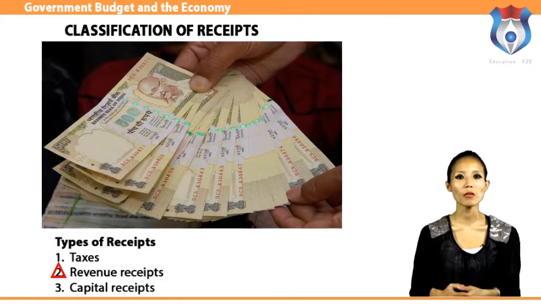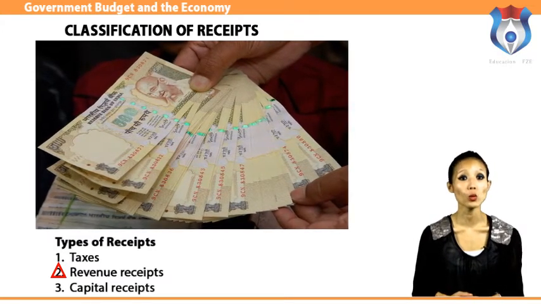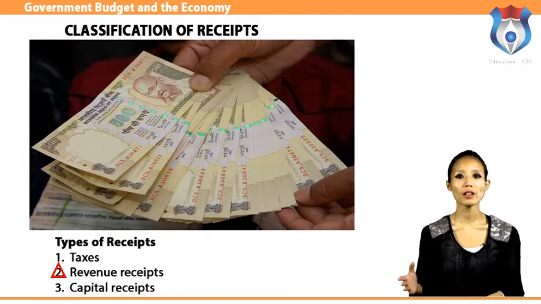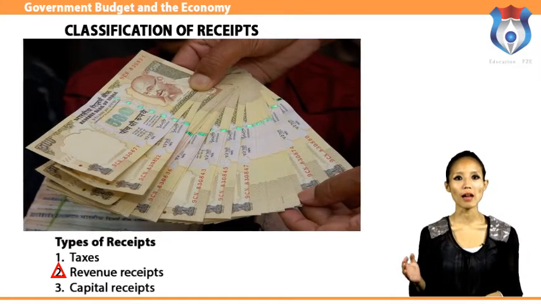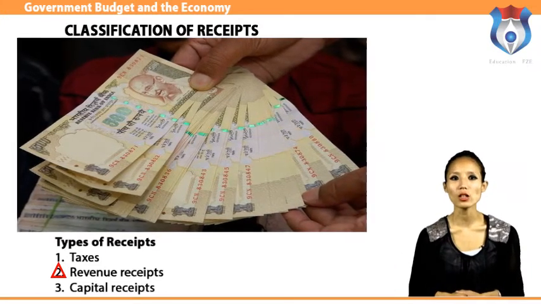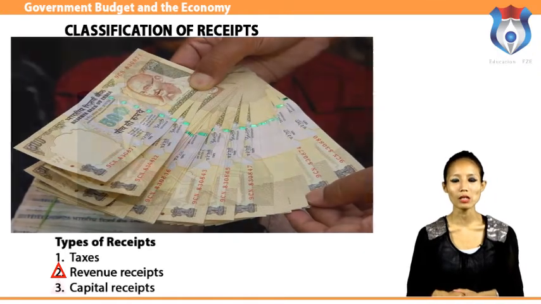It has short-term effect. The benefit is enjoyed within one accounting period. It occurs repeatedly. It is recurring and regular. This does not increase or decrease the value of asset or liability.